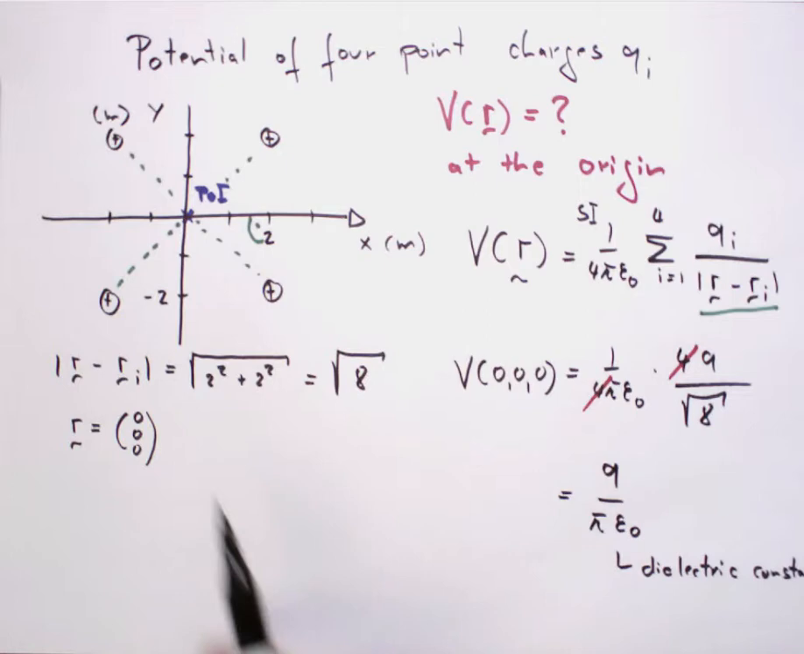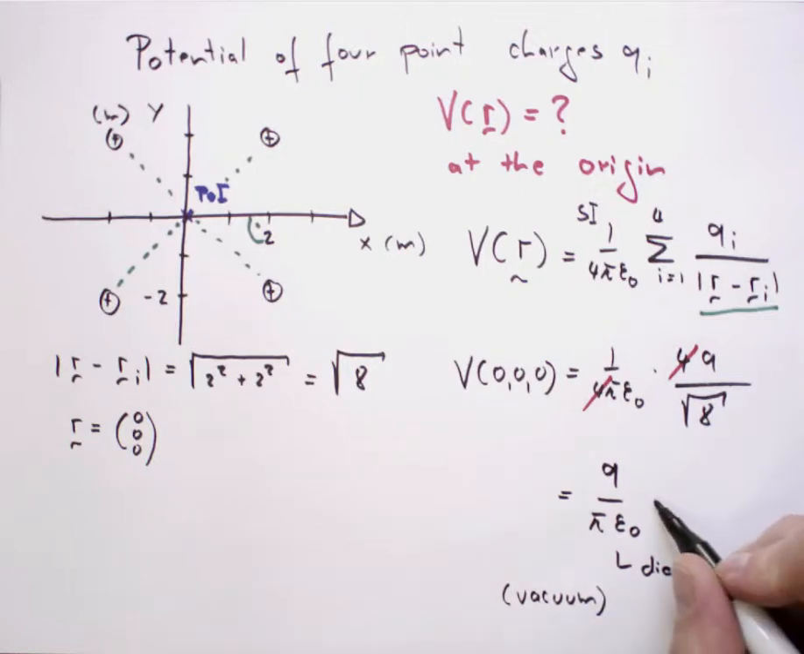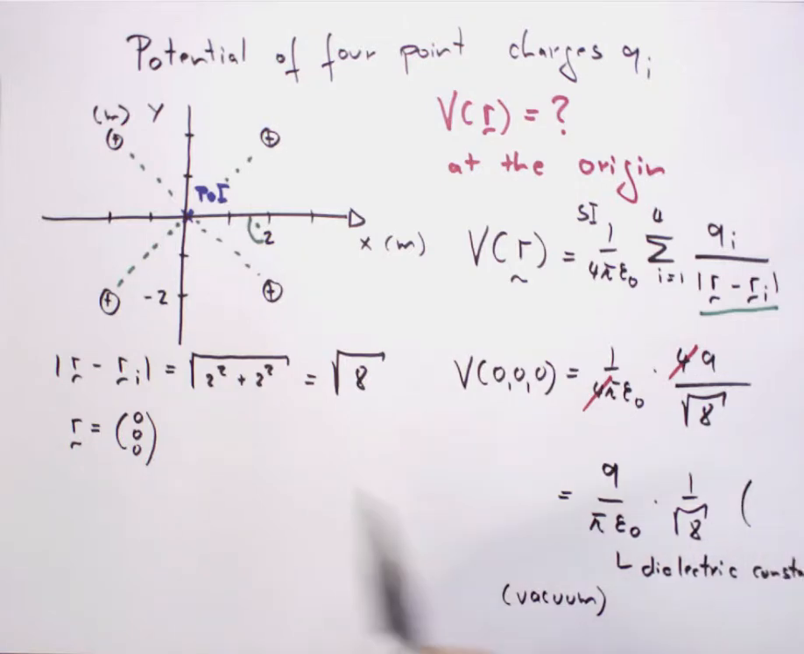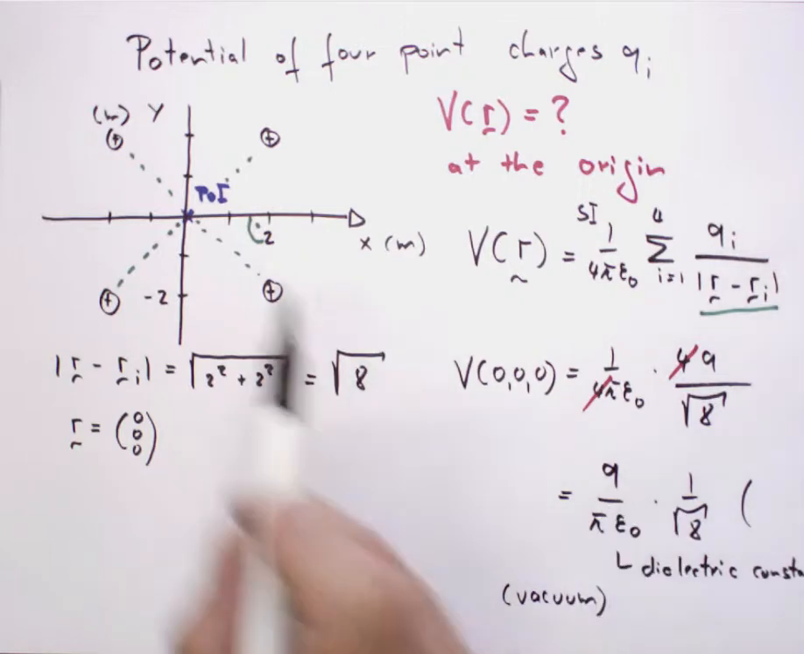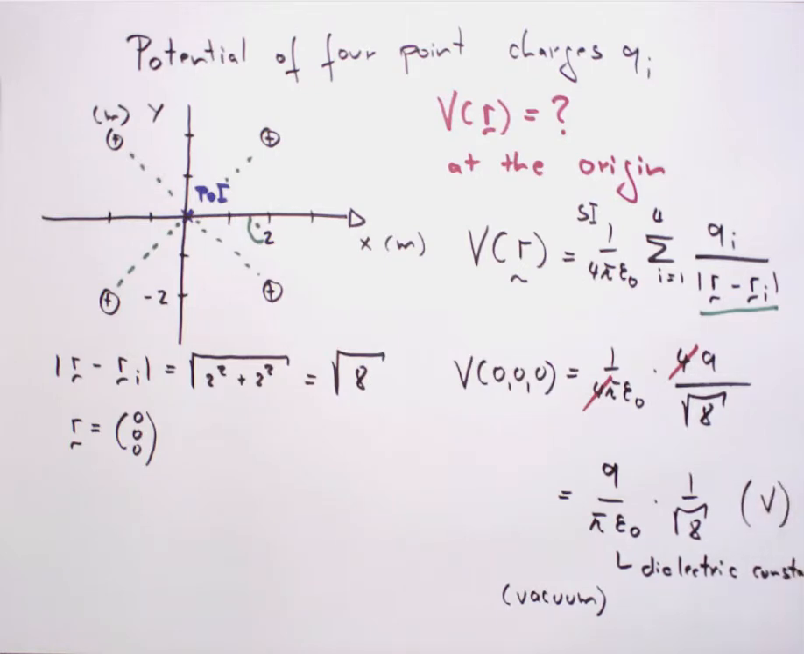We are therefore dealing with a problem in vacuum, or in good approximation it could also be a problem in air, times 1 over square root of 8. And since I talked about 1 Coulomb, if we've got 1 Coulomb, then there's another 1 here. The distances are in meters, so the unit of this would be volts. This is the potential of the origin.